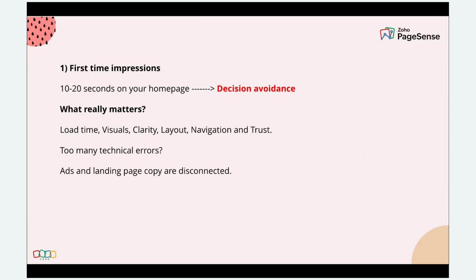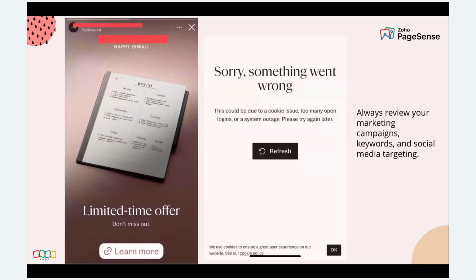I have come across a few paid campaigns that redirect me to an error page or a page that doesn't exist, like this one. There's an ad campaign that I found on Instagram, and I clicked on the CTA. It took me to a broken link. You can imagine the amount of money they must have spent on these retargeting ads, right?